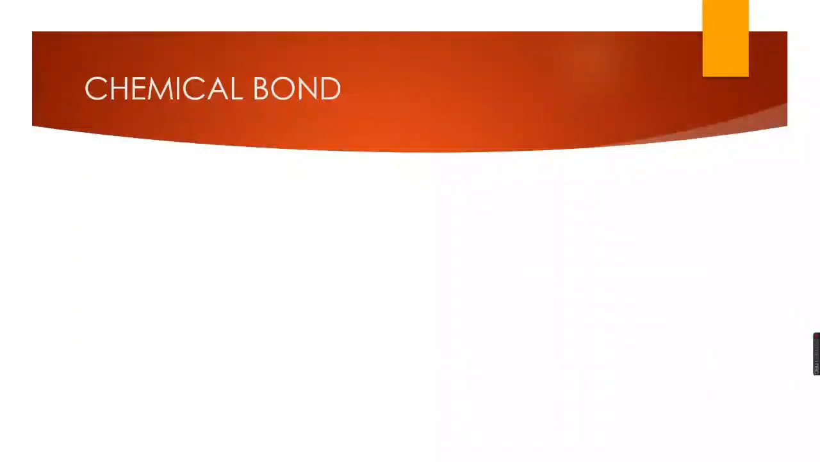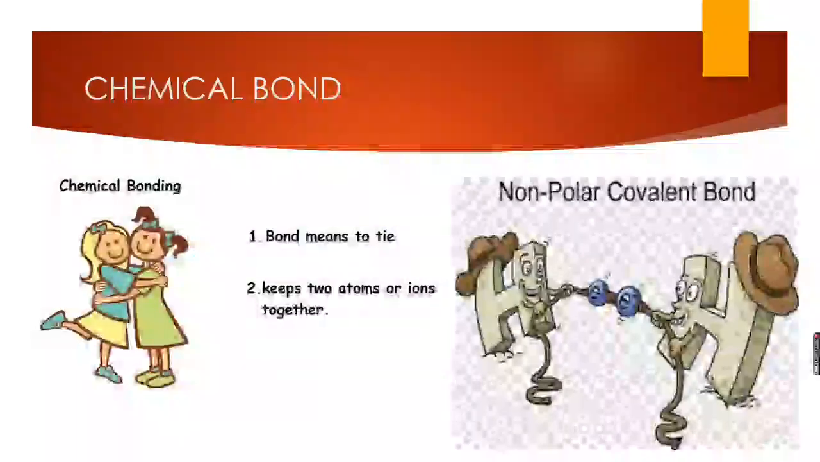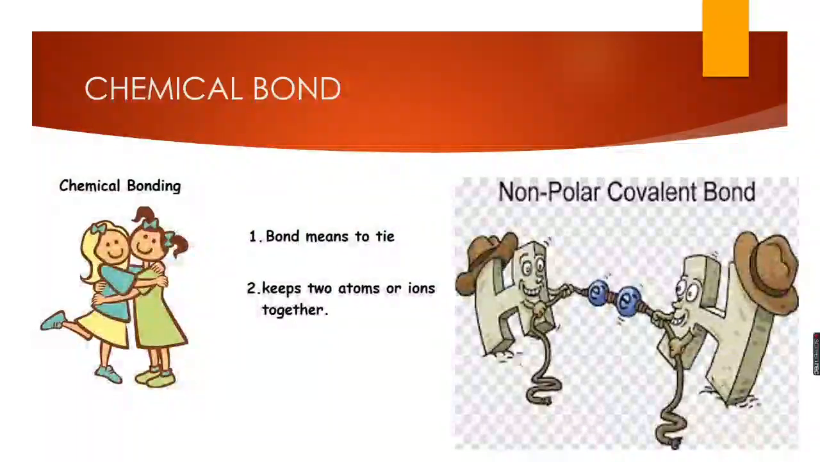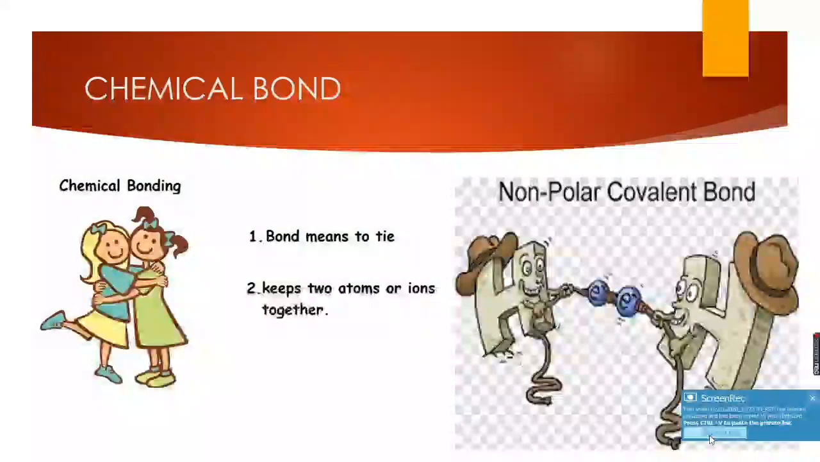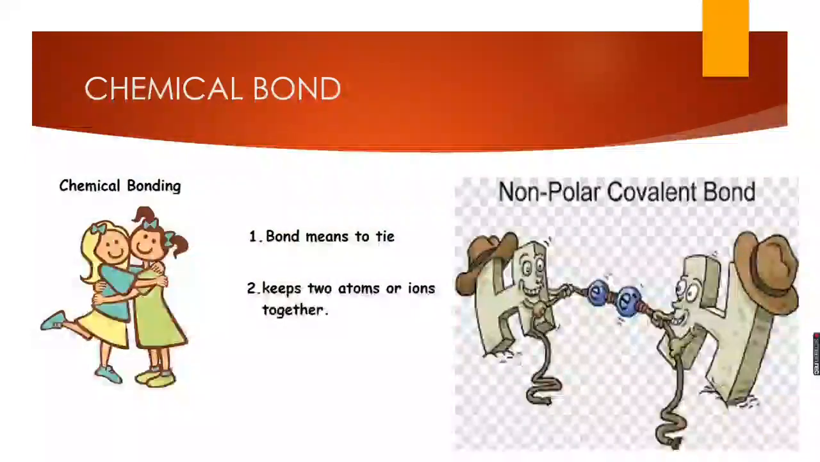We will learn about chemical bond. So what is a chemical bond? A chemical bond is a bond, which means to tie, and it keeps two atoms or ions together. Here there is a picture of a hydrogen atom where they are connected to each other through a rope. So just like that, there is a bond which keeps the two atoms or ions together.